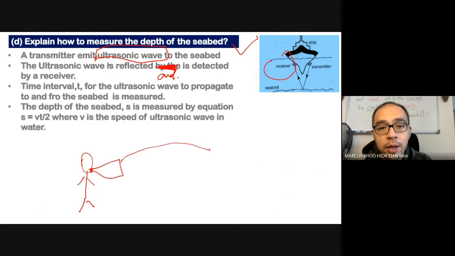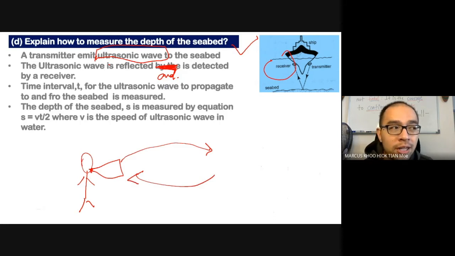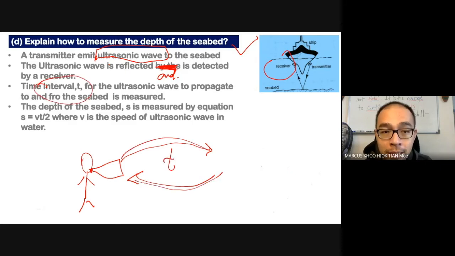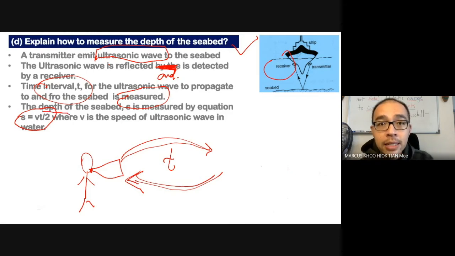So she blows, and then a few seconds later, actually not a few seconds, a few milliseconds later, the wave comes back to her. So there is a time interval. Ada masa untuk dia pergi dan kembali. Okay, so we need to measure that time interval. We use that time interval and this formula, S equals VT over 2, to measure the depth of the seabed. And that's how people know how deep the sea is.